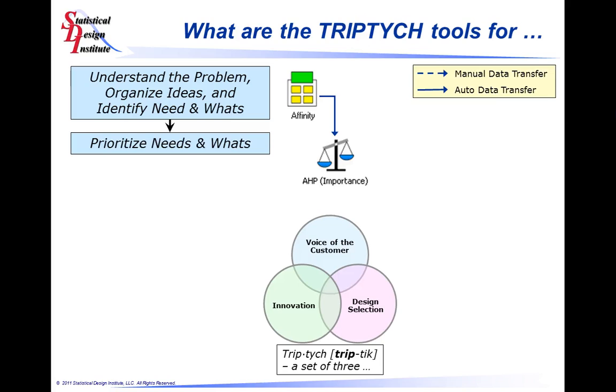The next step, and you can flow information from the affinity diagram to a tool to help you prioritize needs in whats, is the analytical hierarchy process, or the AHP importance tool.